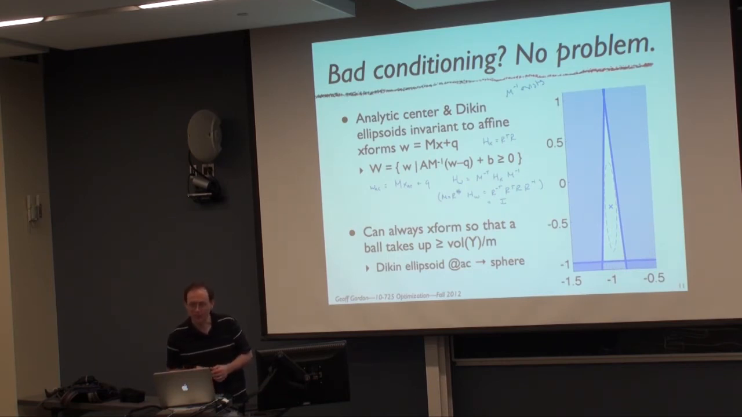I'm sorry, a special name for what? Oh, yeah. The name for this transformation is an affine scaling. I guess all of these are affine scalings, but if somebody tells you they're using an affine scaling algorithm, they mean one which transforms the Dikin ellipsoid to be a sphere. There may be other names, but I don't know them.